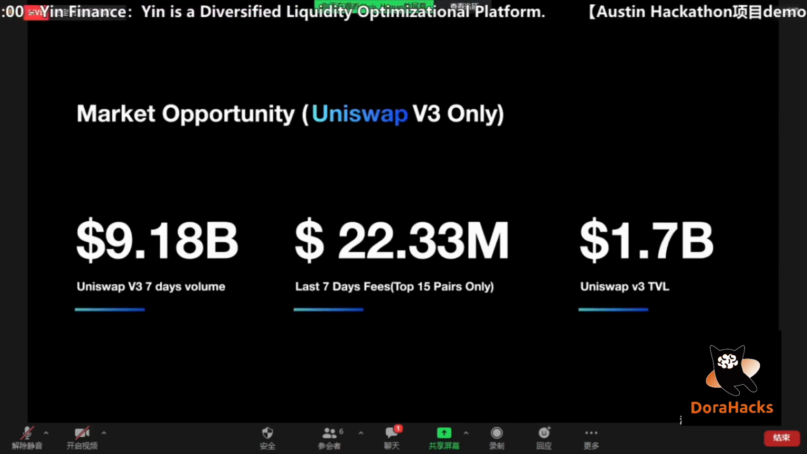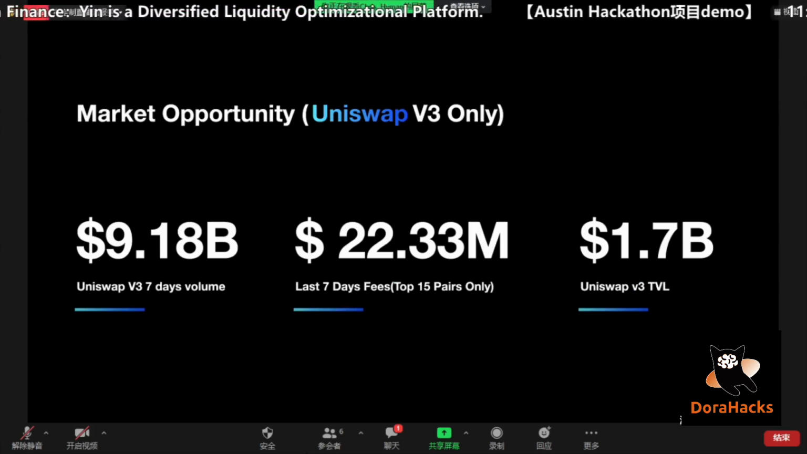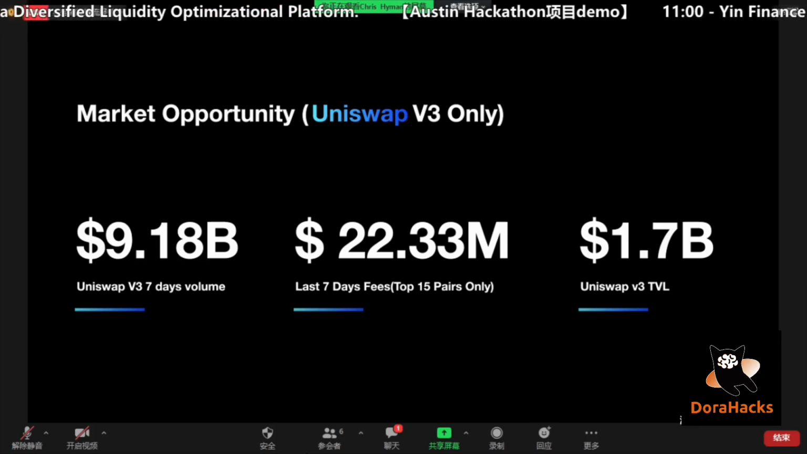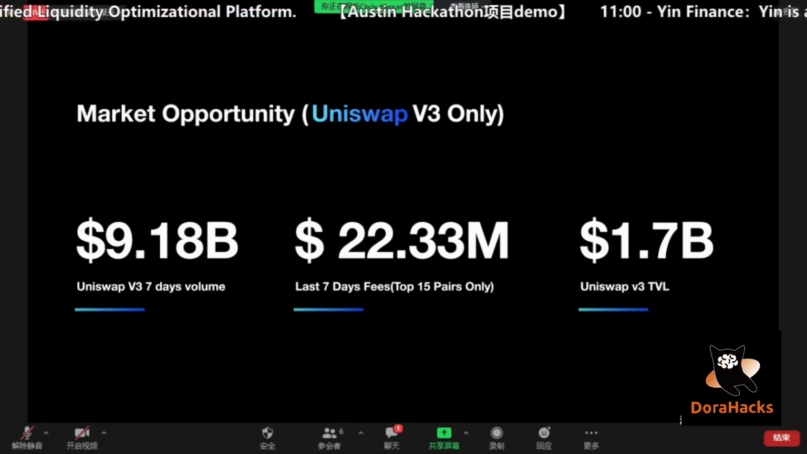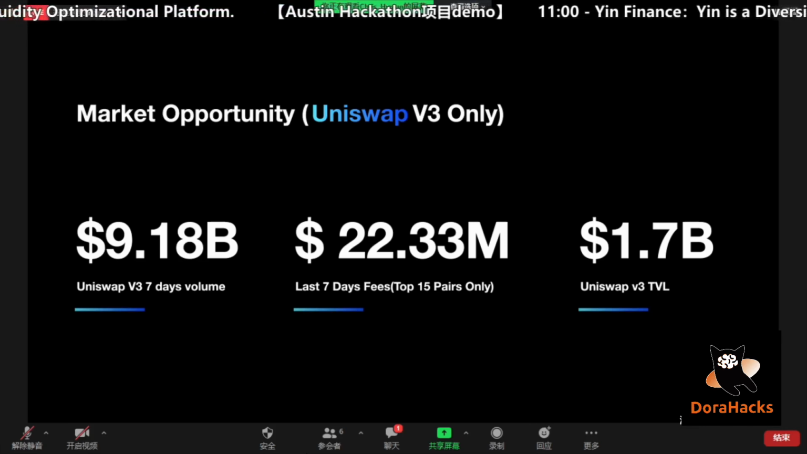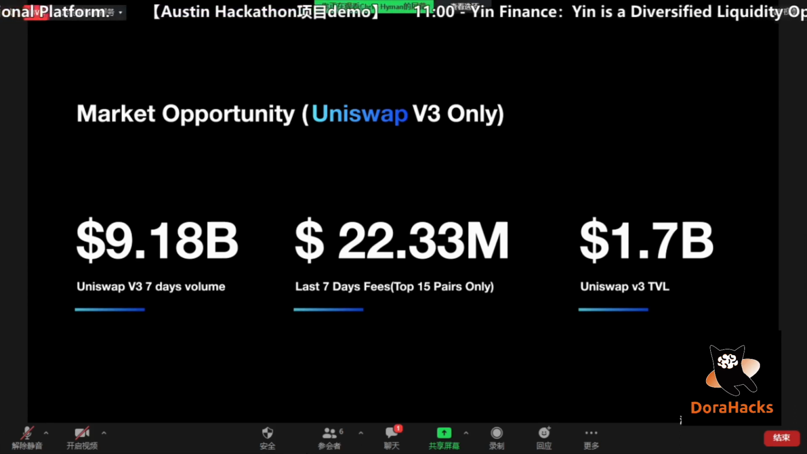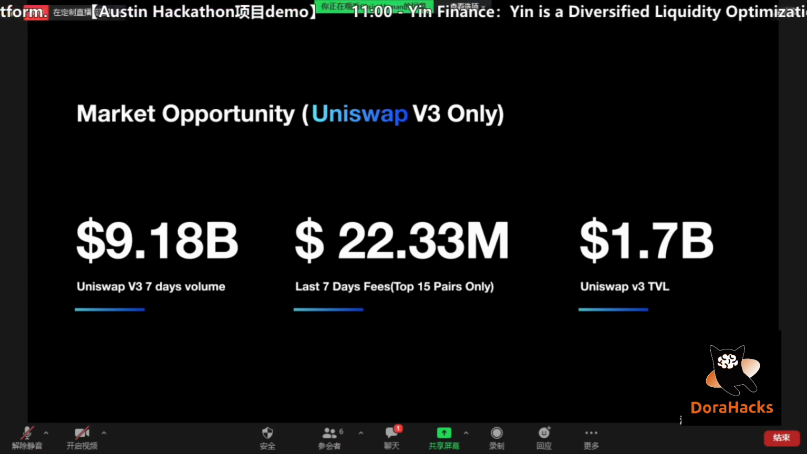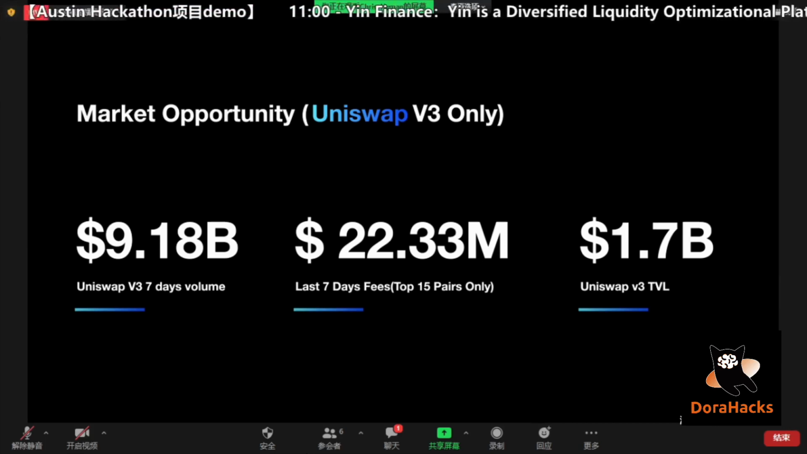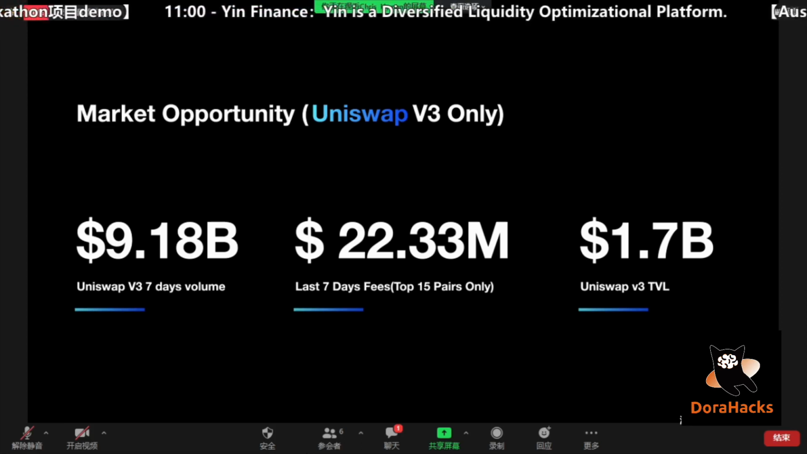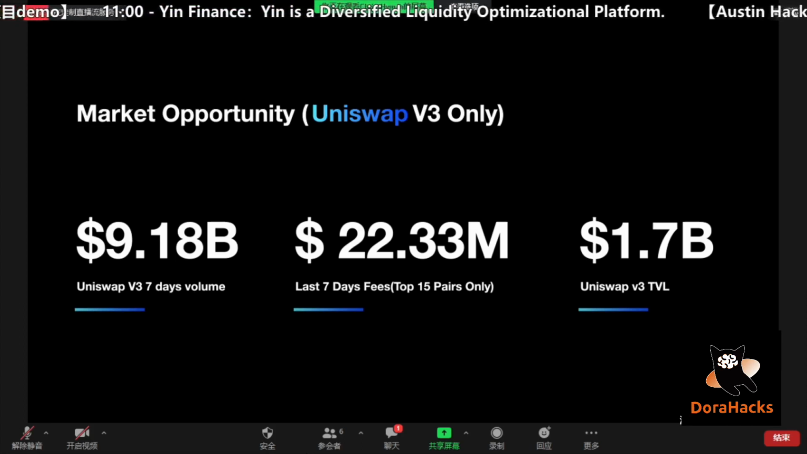So let's talk about market opportunity. In Uniswap V3, the 7 days volume is about 9 billion, and the top 15 pairs' 7 days fee is about 22 million. Currently, Uniswap V3 TVL is about 1.7 billion. That is a huge number and many opportunities.